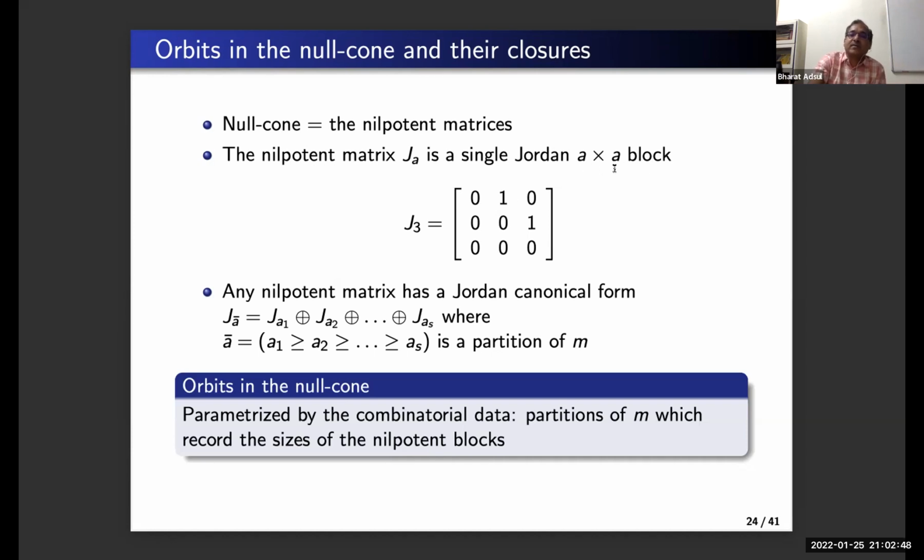these nilpotent Jordan blocks, right, of sizes A1, A2, and so on. And I can also reorder them without changing the orbit, so that their sizes are decreasing. Okay, so I do that. So essentially, given an m by m nilpotent matrix, I'm saying it can be brought into this canonical form, where it's a block diagonal matrix, where the diagonal blocks are these nilpotent Jordan blocks of sizes A1, A2, ..., As, where these are decreasing numbers, and of course A1 to As add up to the ambient size m, right? So these are just partitions of m.